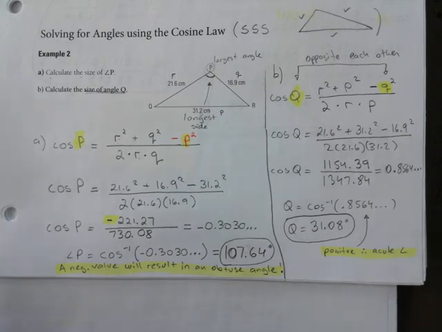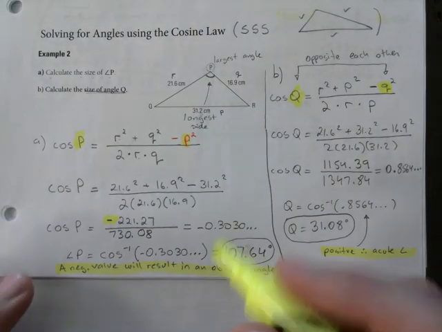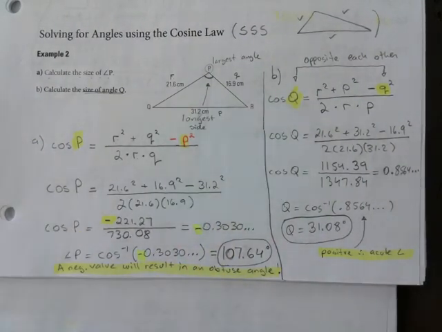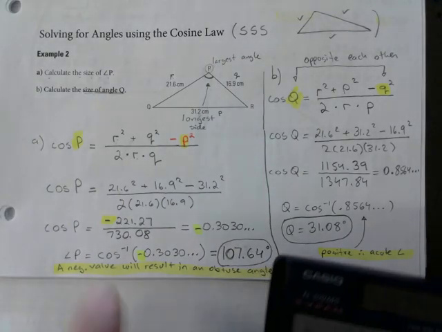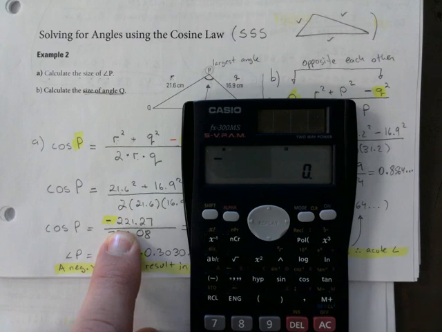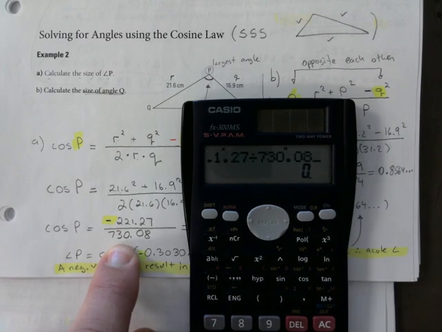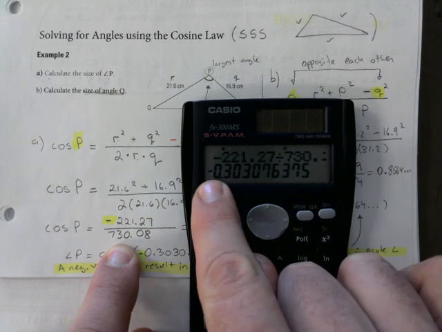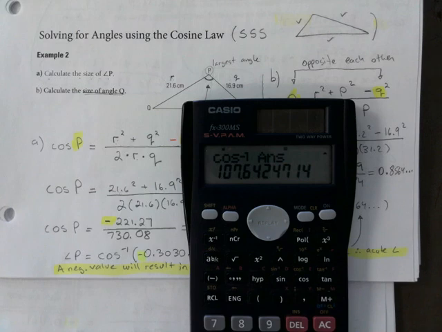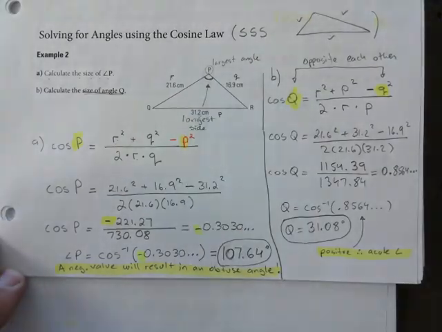Please do not forget the negative. I will mention it one more time because you're still learning. When you get a negative like that, actually type it in my calculator. I can go negative 221.27 divided by 730.08. And then your answer as a decimal will have that negative. So when you use cosine inverse, you get your obtuse angle, which is what you should expect, okay? You should expect an obtuse.